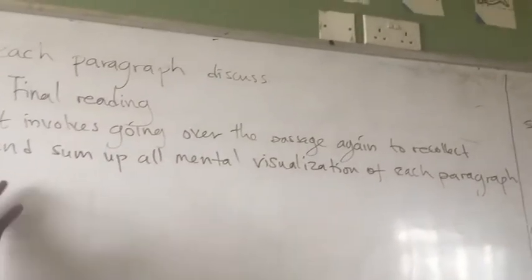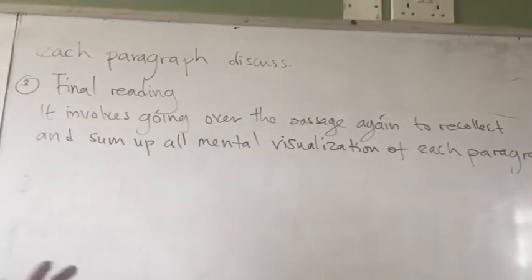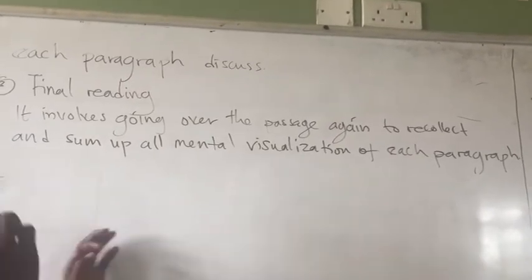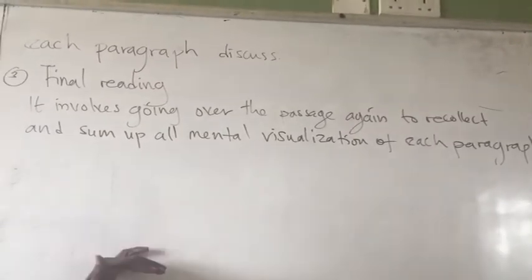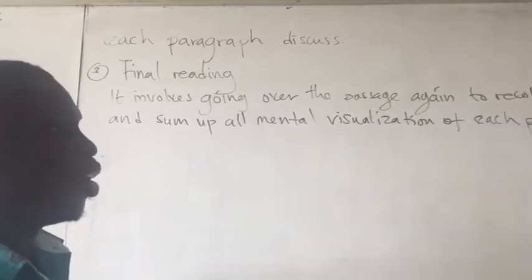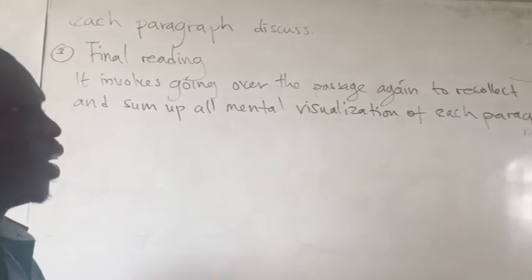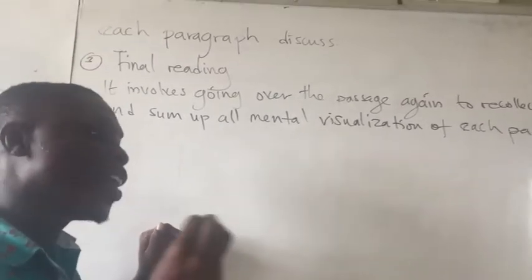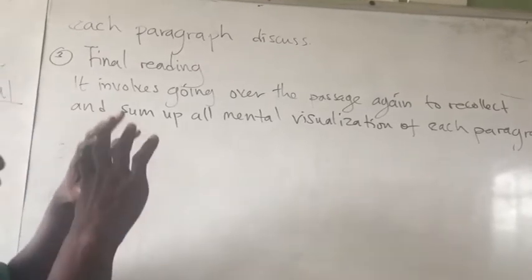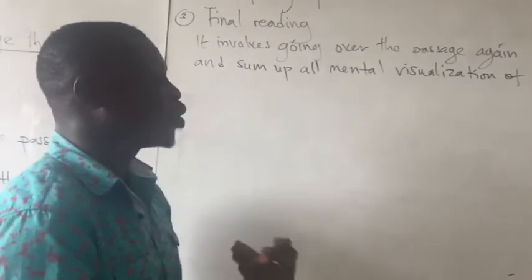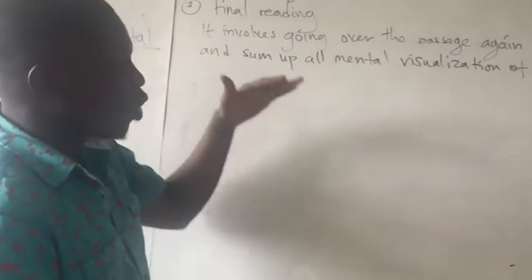Now this reading is done to recollect and sum up all the mental visualization you made in the second reading, because in the second reading you take your time to understand each paragraph. When you are done, you go to the next in that order. So there were some breaks and gaps in between when you were doing that. So when you are done with that, you come and take a final reading so that you can sum up everything. So as you are doing the final reading, you realize that every mental visualization that you did, you see that they will connect.